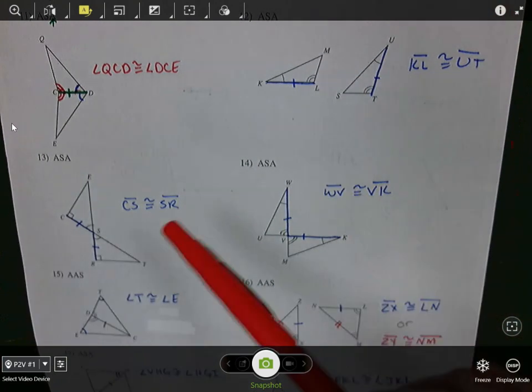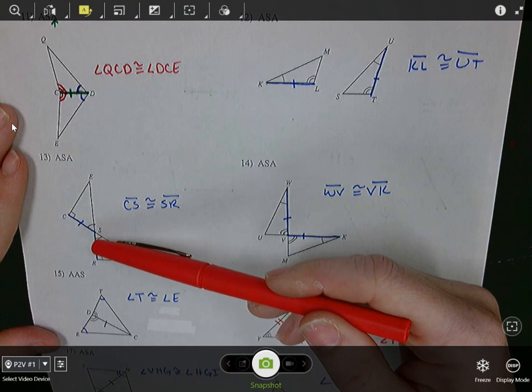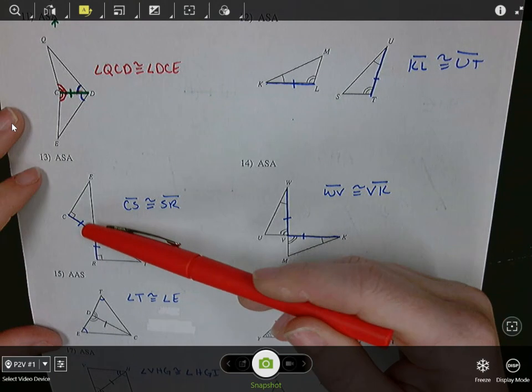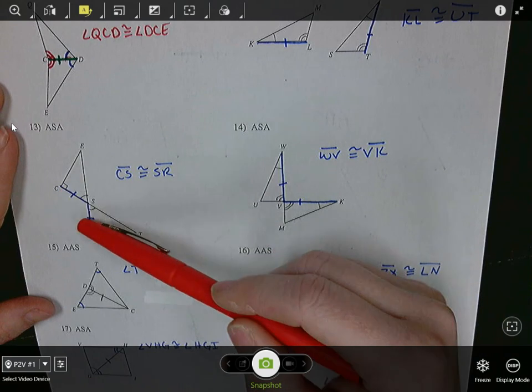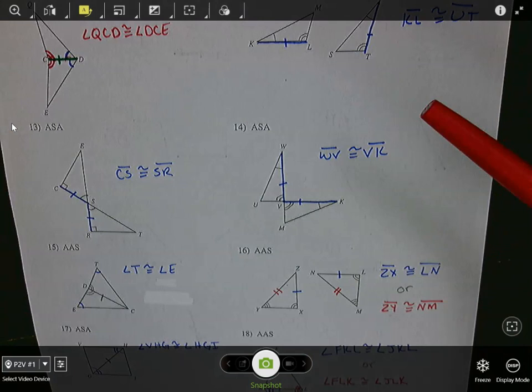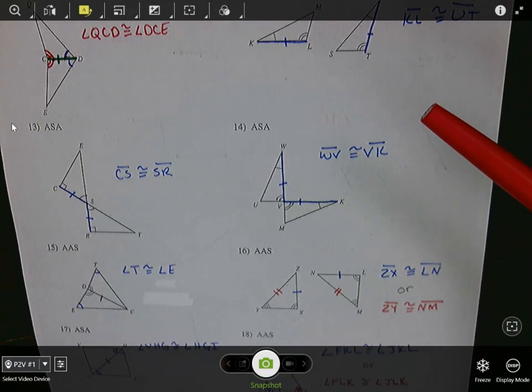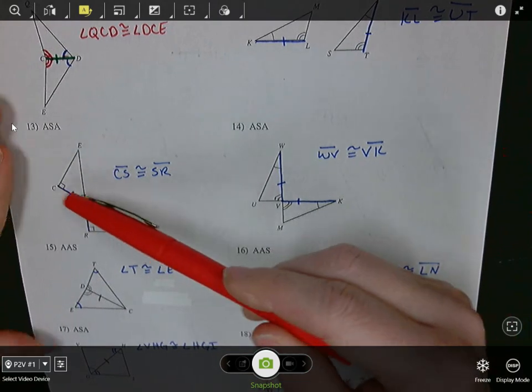On number 13, they wanted me to use angle, side, angle. Well, I had my two angles because I had two right angles, but I didn't have a side. So I could mark these two sides. I would need to mark these two sides congruent, segment CS congruent to segment SR, because it needs to be the included side, the side in between the two angles.